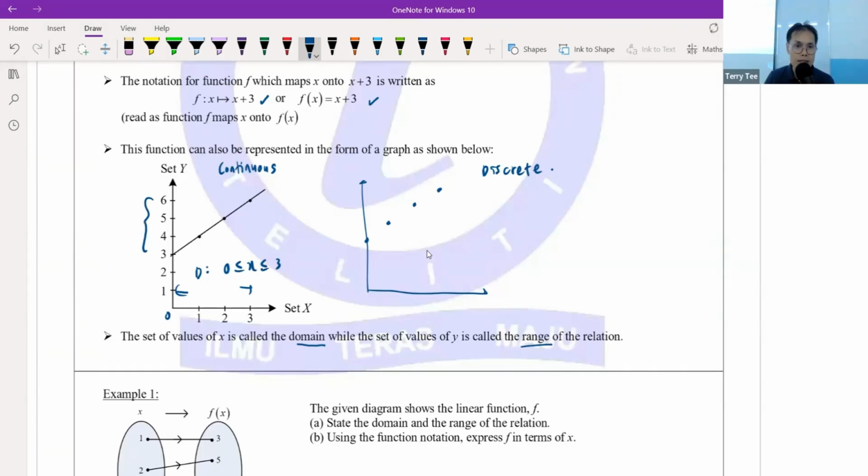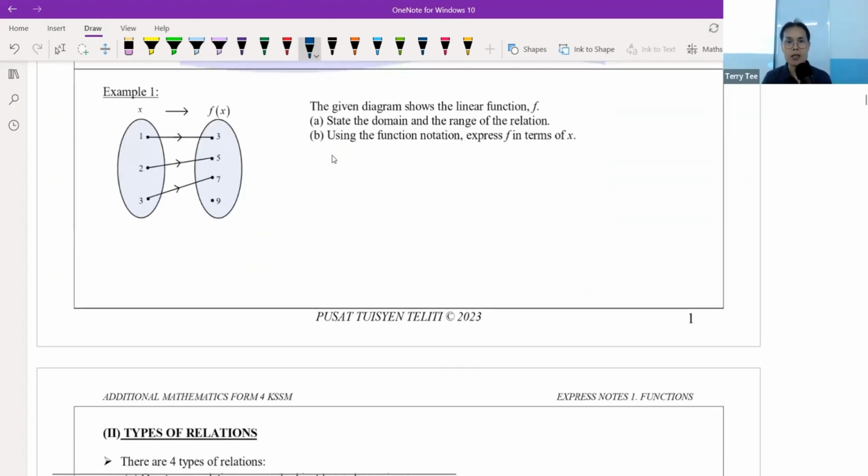Your range, let's say, is from 3 to 6. Then we say our range, D for domain, R for range. We write y or f(x), depending whether the function is f(x). Yeah, we write 3 to 6. Okay. Now let's look at one example. Example number 1. So the given diagram shows a linear function f. State the domain and the range.